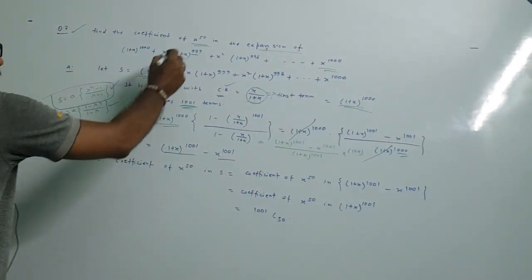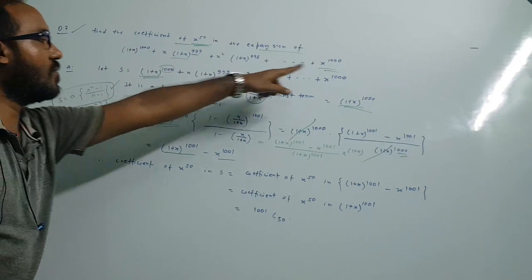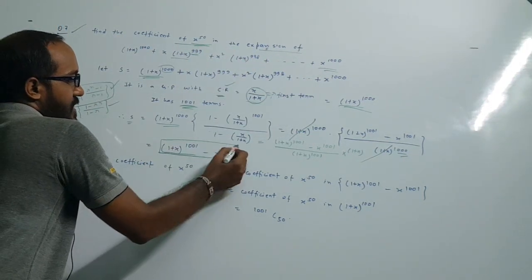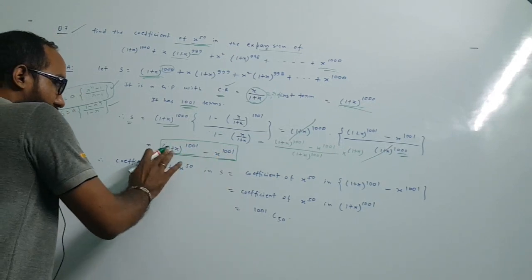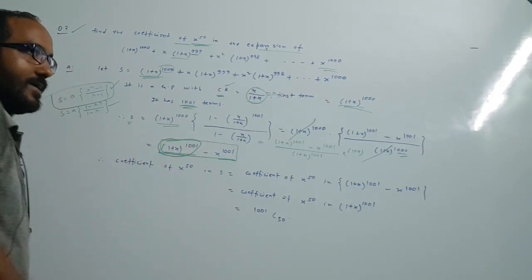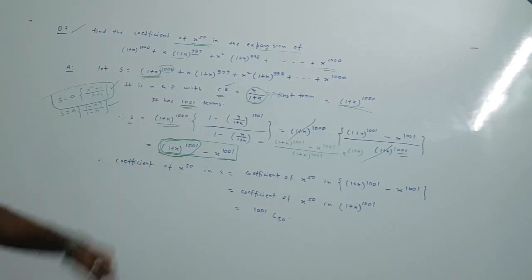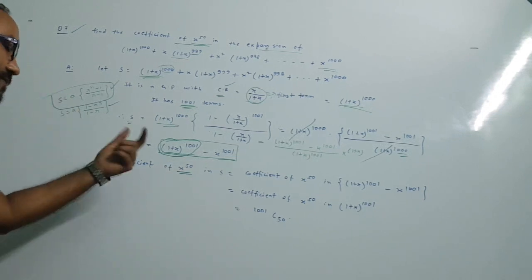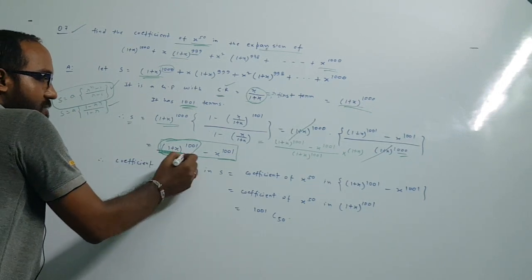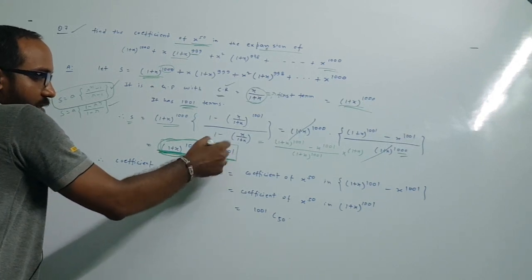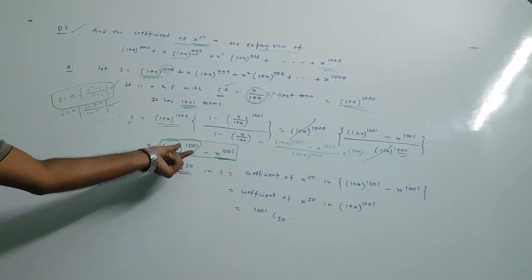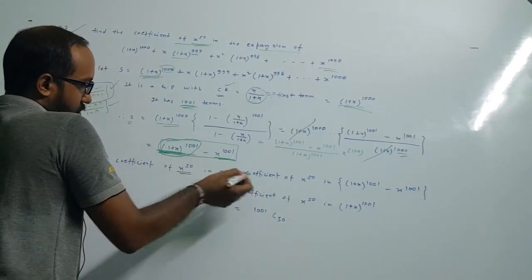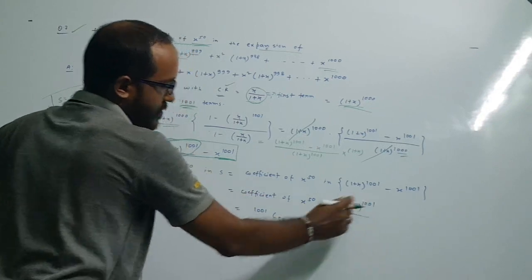Now see, we need the coefficient of x to the power 50 in the expansion of this whole thing, and here we can apply the binomial theorem. So we have to find the x to the power 50 terms. x to the power 50 lies in this binomial expansion, right? The other term will cancel out. So the coefficient of x to the power 50 is the coefficient of x to the power 50 in the expansion of 1 plus x to the power 1001.